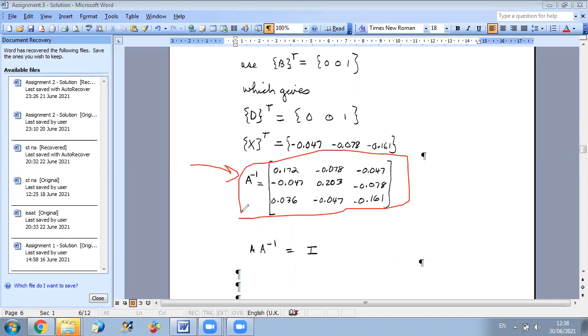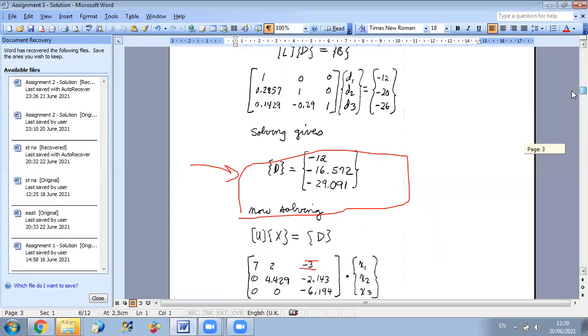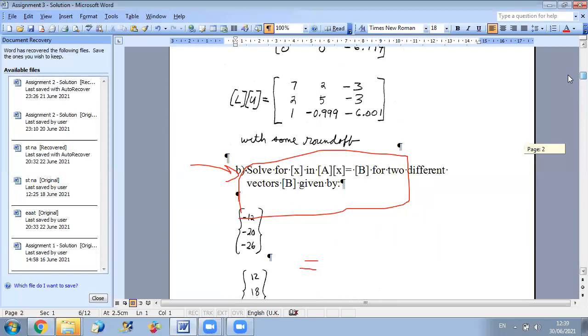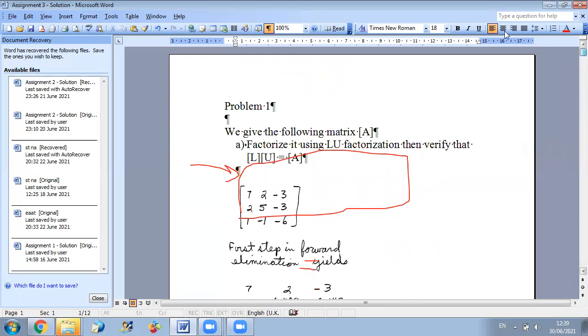Now you can verify that if you multiply A times A minus 1, you get something very close to the identity matrix. You can verify this easily. So if you go back to A, let us write A together, and we will also verify what the condition number of matrix A is. So this is matrix A.